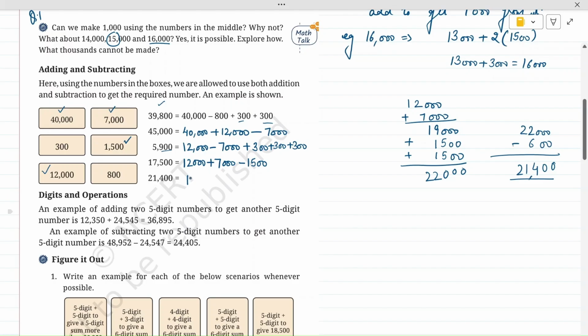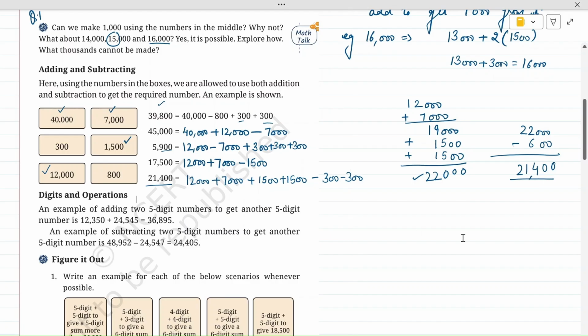So I'm writing the same here. This is 12,000 plus 7,000. So this will give me 19,000. And then we will add 1,500 two times. So this all sum will be 22,000. And now from this 22,000, we are subtracting 300 twice. So we will get the number, this one. Okay. So this is all about practice, kids. You have to practice such questions.